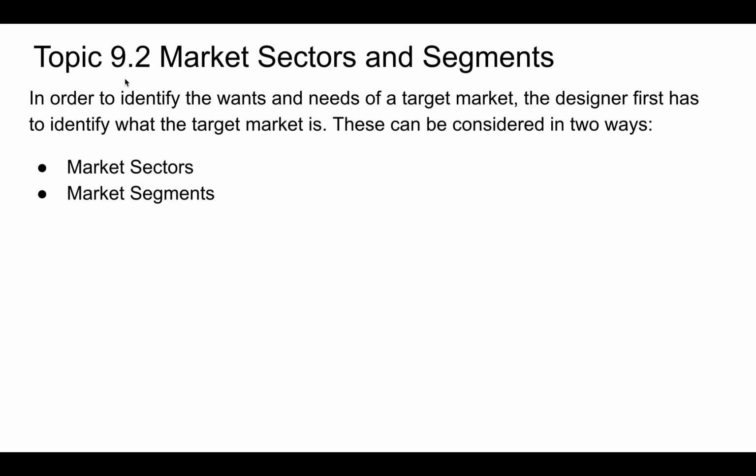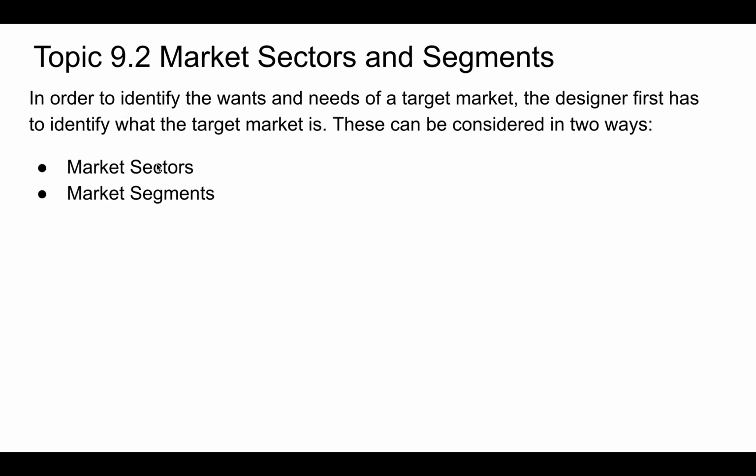This is topic 9.2, which we're looking at market sectors and segments. This is just definitional from the IB. In order to identify the wants and needs of a target market, the designer has to identify which the target market is. And these can be considered in two ways. We're looking at market sectors and market segments, and you'll need to know the difference between these two things.